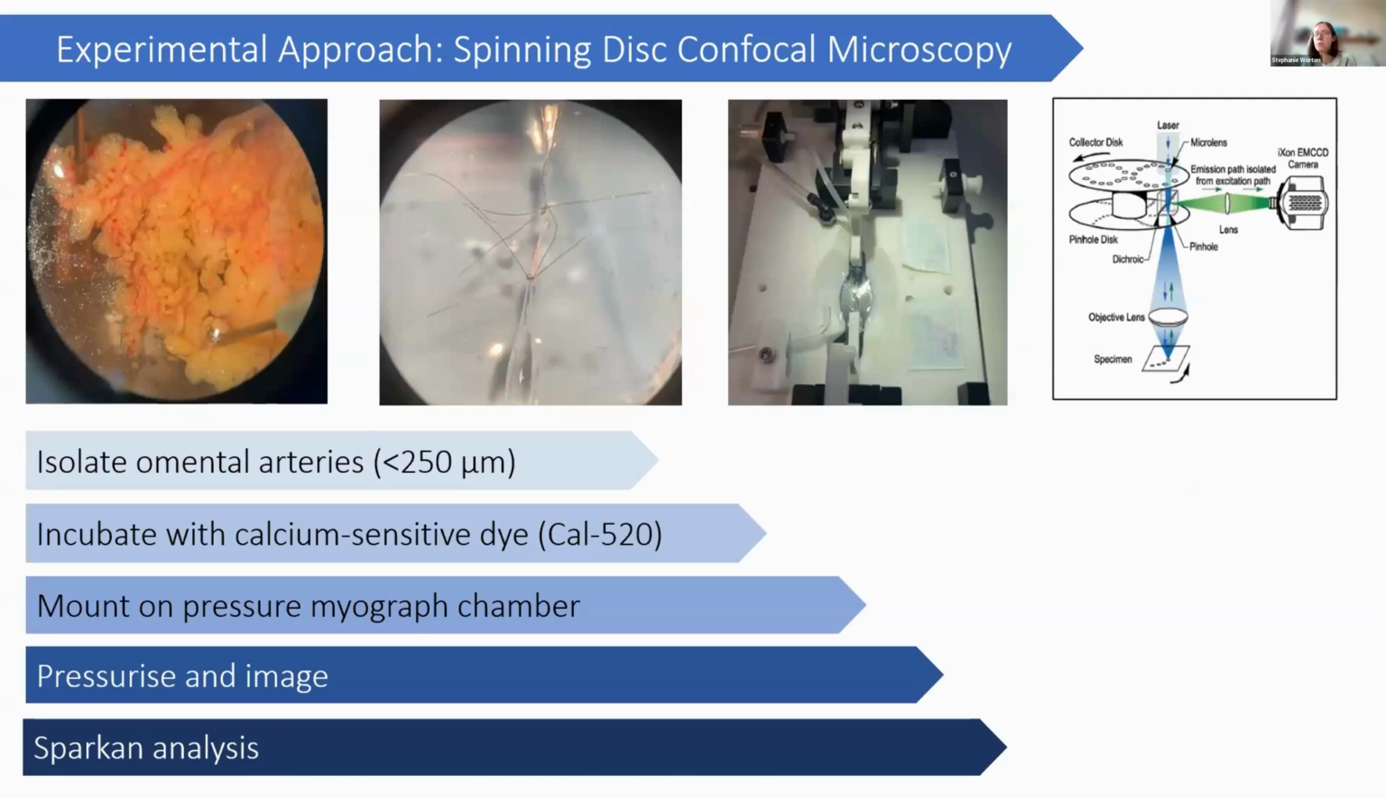We obtained omental biopsies at the time of caesarean section and isolated small resistance arteries with a diameter of less than 250 micrometers. These were loaded with a calcium-sensitive dye called Cal-520, which fluoresces in the presence of calcium. Arteries were mounted onto glass cannulae in a pressure myograph system and pressurized to 80 millimeters of mercury. We imaged them with a high-speed spinning disc laser confocal microscope and made video recordings, which were subsequently analysed with specialist software, SPARCAN.